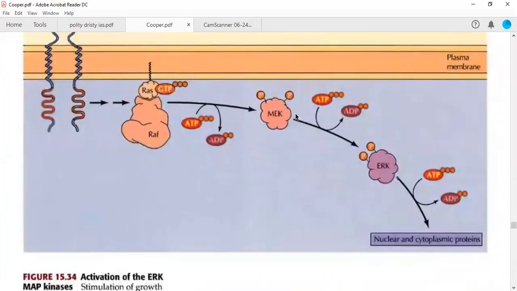Then this RAS, RAF, MEK, and ERK: this is MAP kinase, this is MAP kinase kinase, this is MAP kinase kinase kinase actually. So actually the signaling is happening in this way, but because the central regulator of this pathway is this particular MAP kinase, we are moving from here to this regulatory molecule, then this regulatory kinase. Okay, so we are moving from ERK to MEK to RAF.